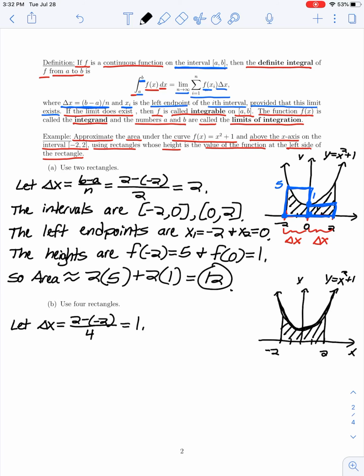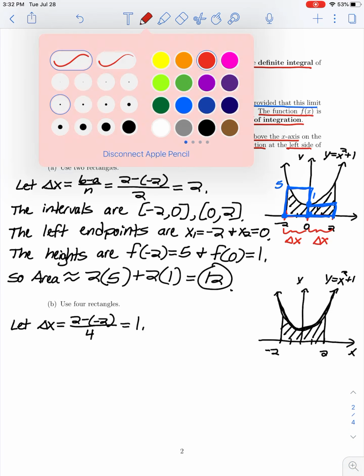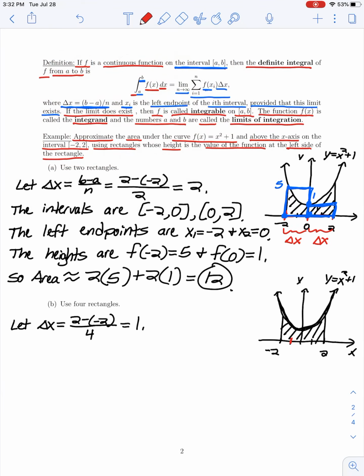And we're supposed to divide this into 4 equal rectangles. So the length of each one, or the base of each one, will have length 1. So we're going to go from -2 to -1, -1 to 0, 0 to 1, and from 1 to 2. So here the intervals, which are defining our rectangles, are from -2 to -1, -1 to 0, 0 to 1, and 1 to 2.